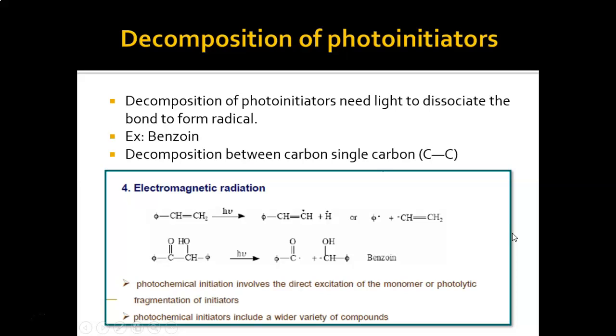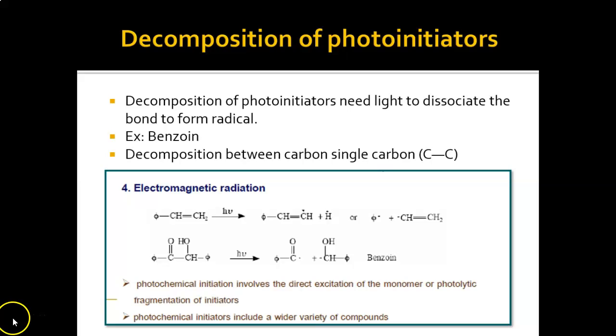Now we look at the decomposition of the photoinitiators. Okay. For example, in benzoin. So we can see the example. It can be direct irradiation of this monomer. Okay, we have CH2. For example, if we have a styrene structure here attached, so it will decompose into the CH double bond together with the radical.